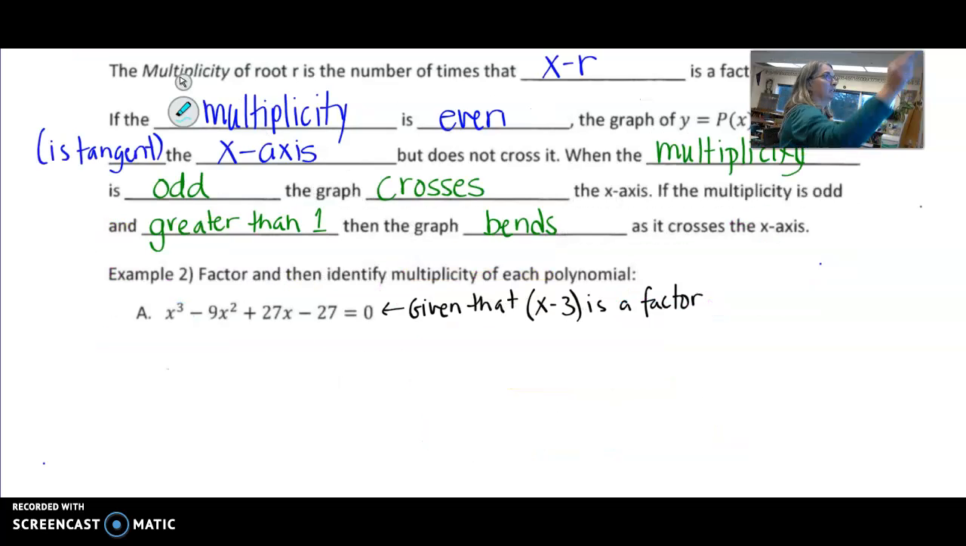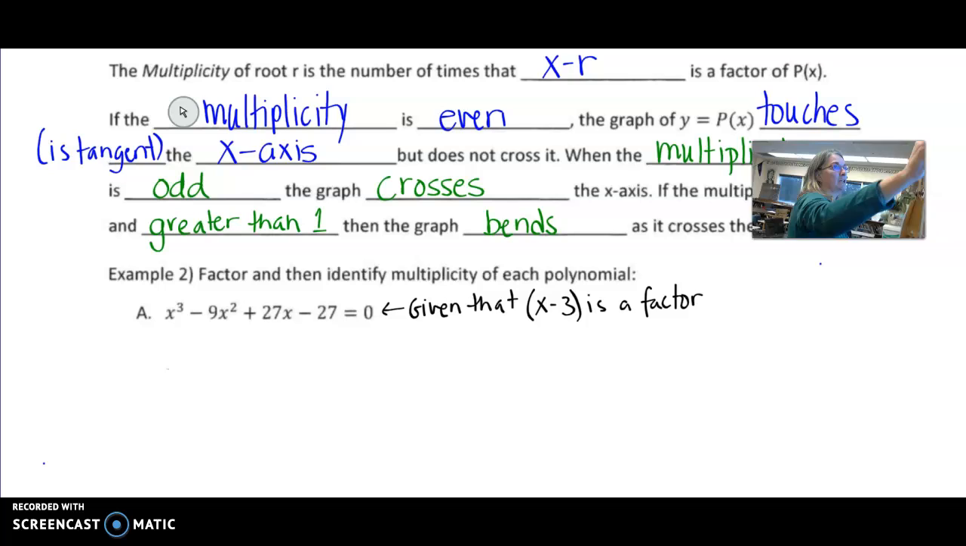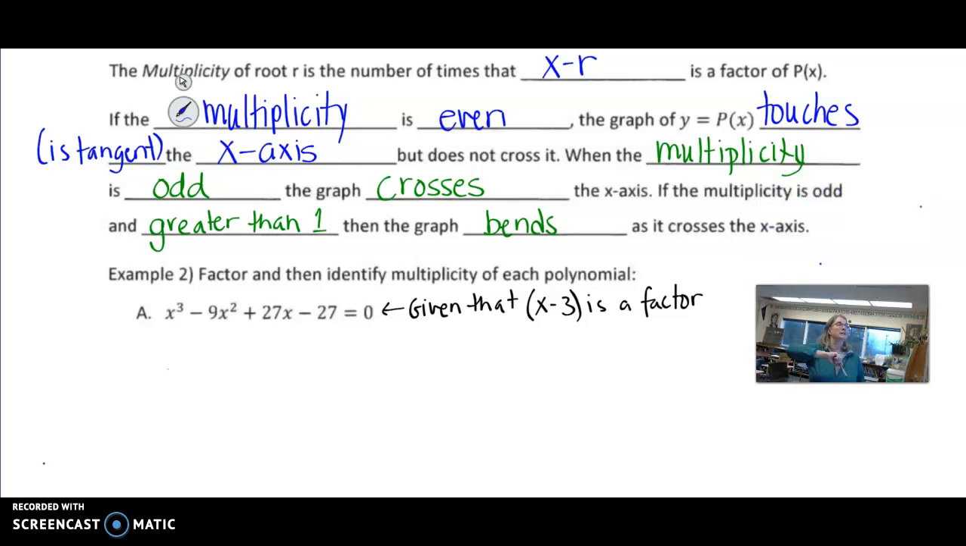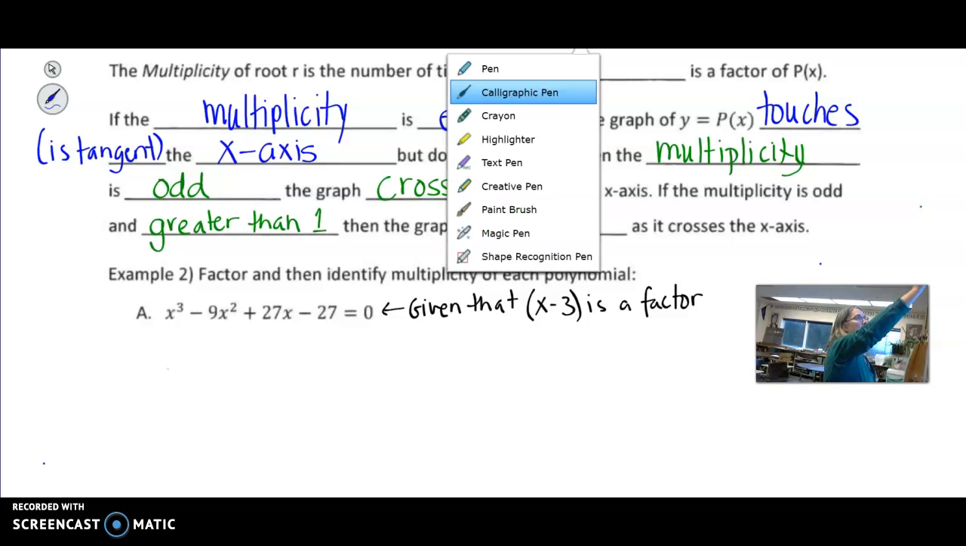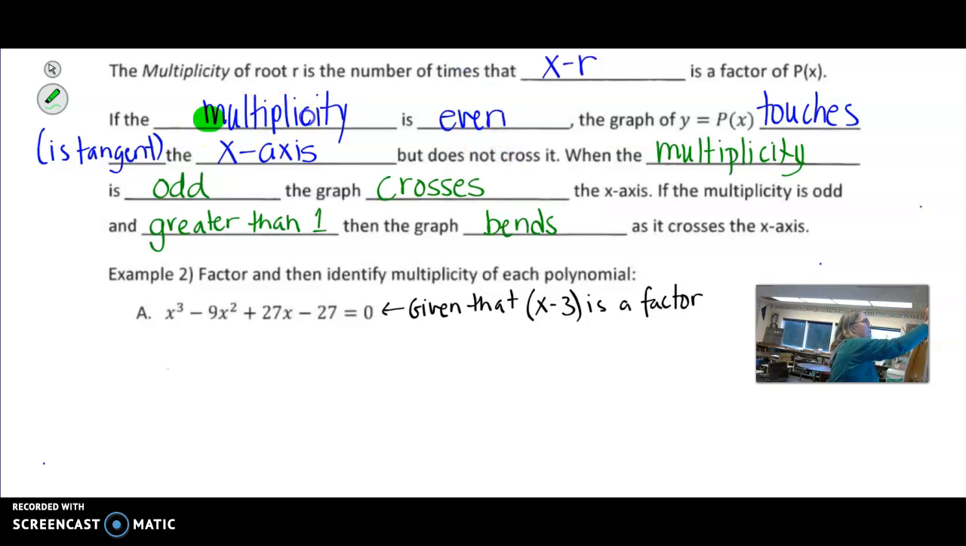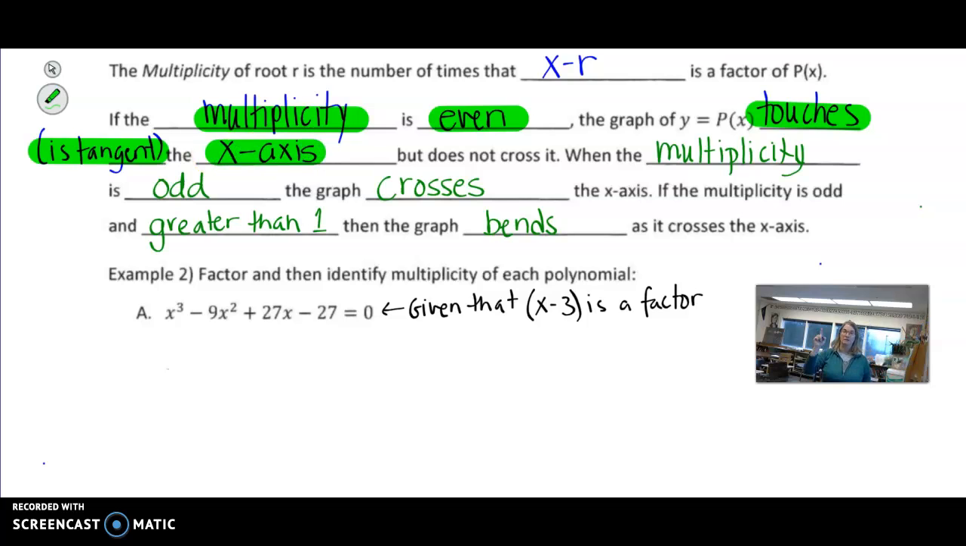Okay, the multiplicity of root r. It's the number of times that x minus r shows up after you've factored a polynomial p of x. If the multiplicity is even, make sure you're filling these in, the graph of p of x is going to touch or be tangent to the x-axis, but it will not cross through. So just touch and come back up, or from the bottom and go back down. Just touches it, doesn't cross through the x-axis.